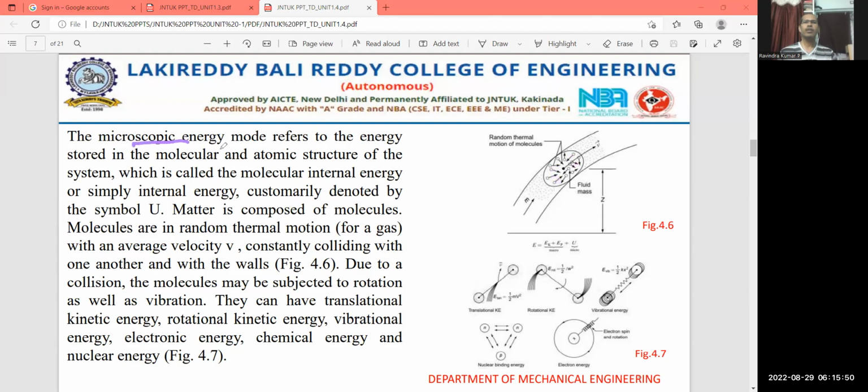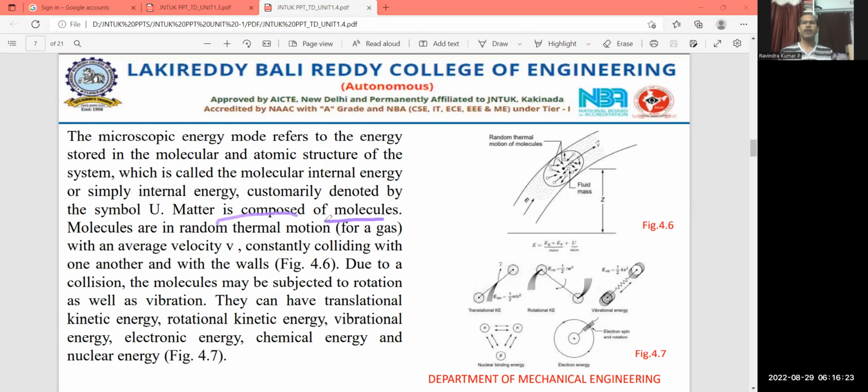The microscopic energy mode refers to the energy stored in the molecular and atomic structure of the system, which is called the molecular internal energy, or simply the internal energy. That internal energy is denoted by capital U. We cannot get the exact value of the internal energy; we can only get the change in internal energy.